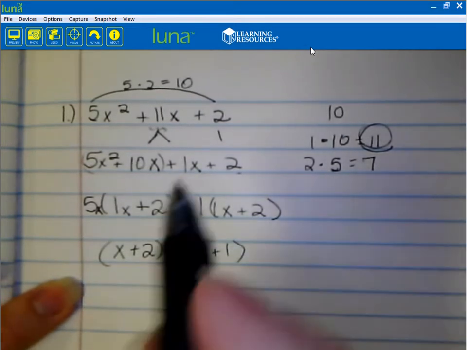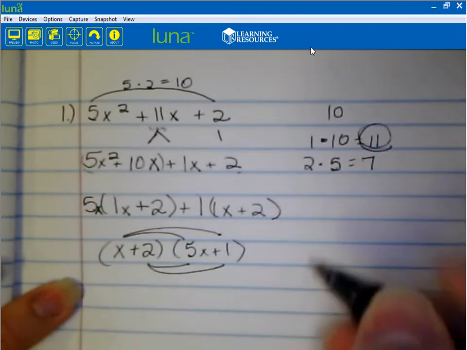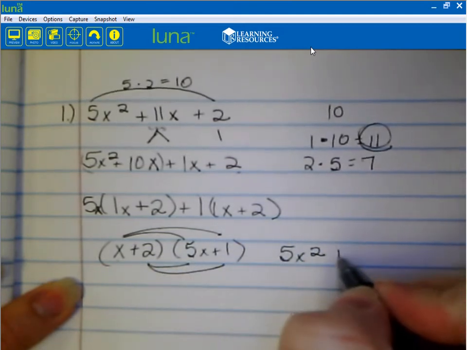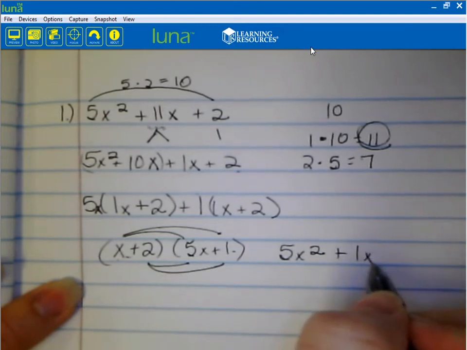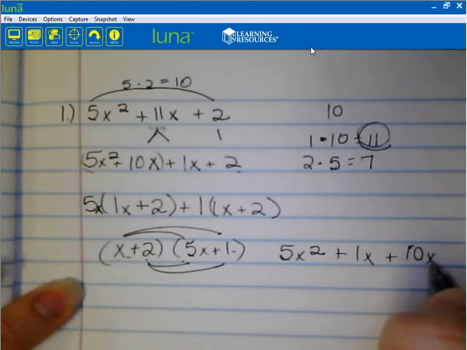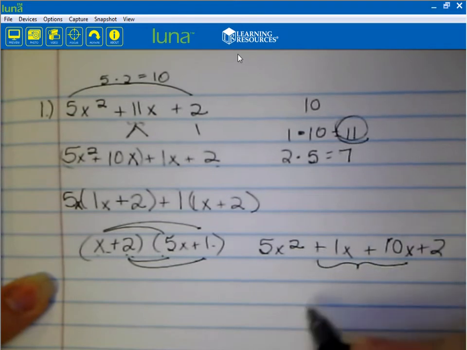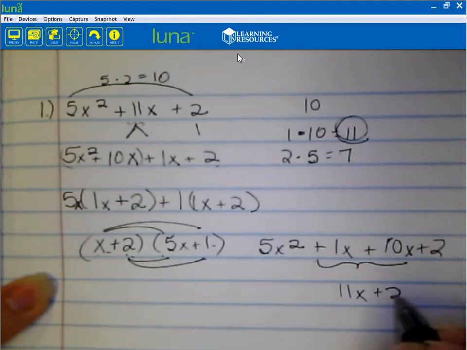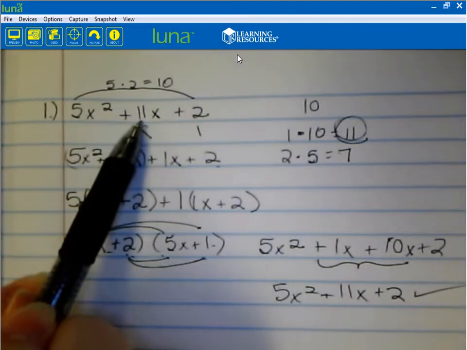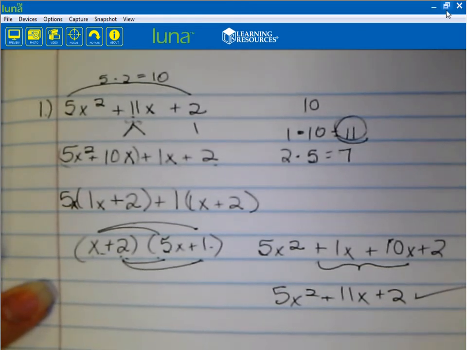So now I'm going to check this by distributing. X times 5x is going to give me 5x squared. X times 1x is going to give me 1x. 2 times 5x is going to give me 10x. 2 times 1 is going to give me 2. I'm going to combine my 1x and my 10x, and that's going to give me 11x. Bring down my positive 2 and my 5x squared. So it does look exactly like this right here, which means it checks out. Make sure that you have all of that down before you move on. You can pause the video if you need to.